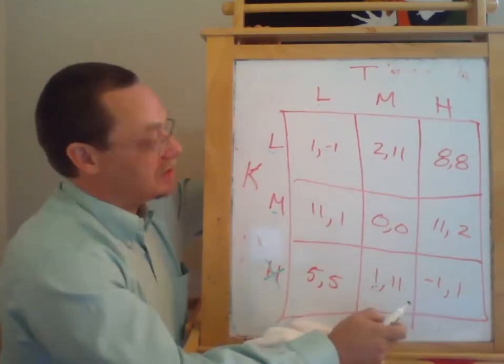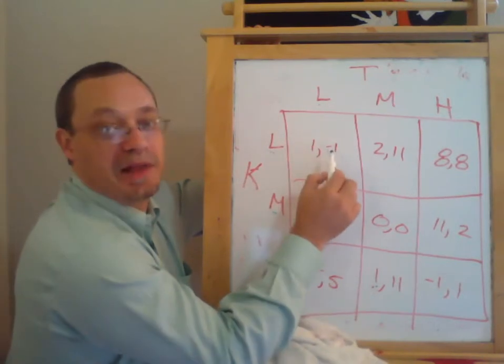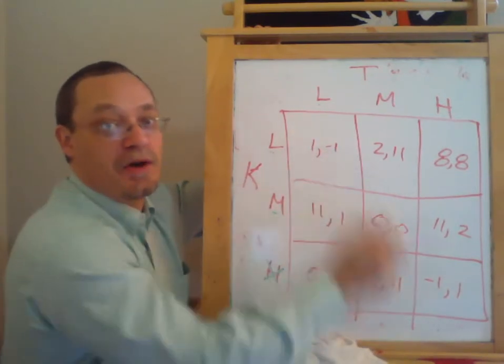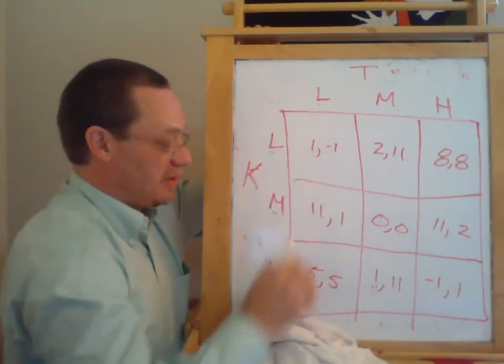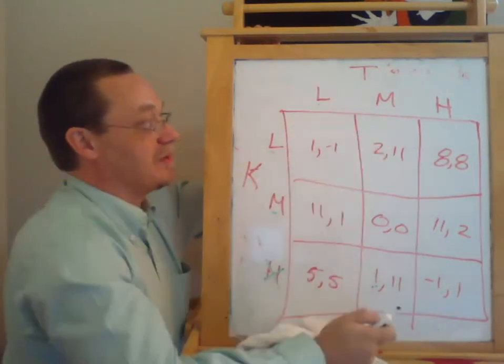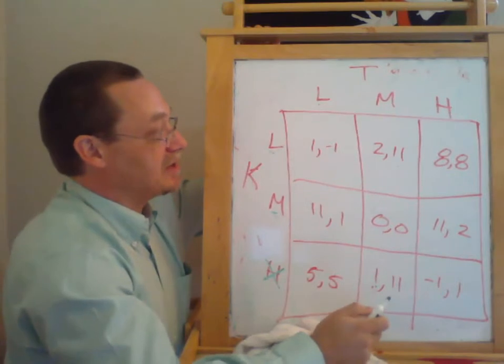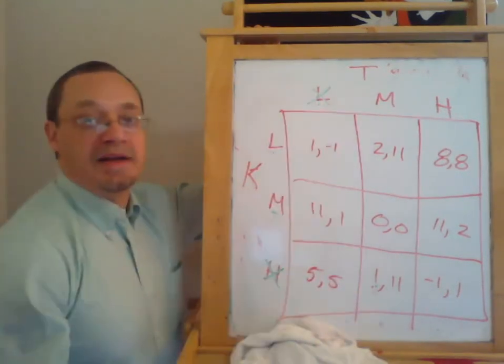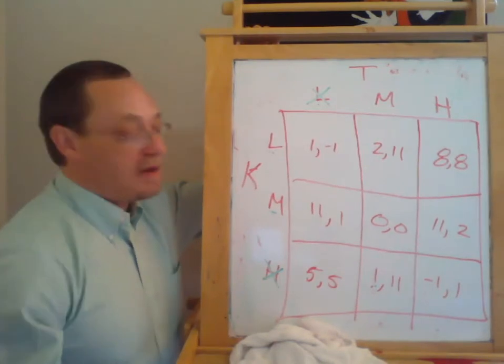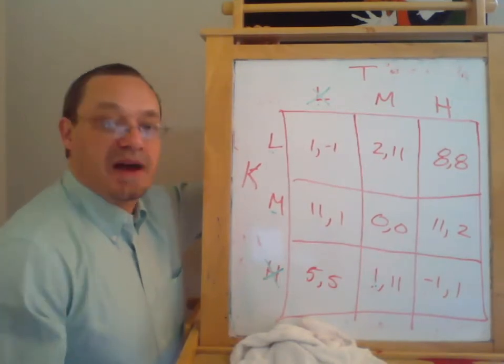So notice that Target will never choose to play low. That's always a bad choice for it, because if Kmart plays L or H, Target should play middle. If Kmart plays middle, then Target should play high. So that goes away as well. And notice we can now simplify this game down.